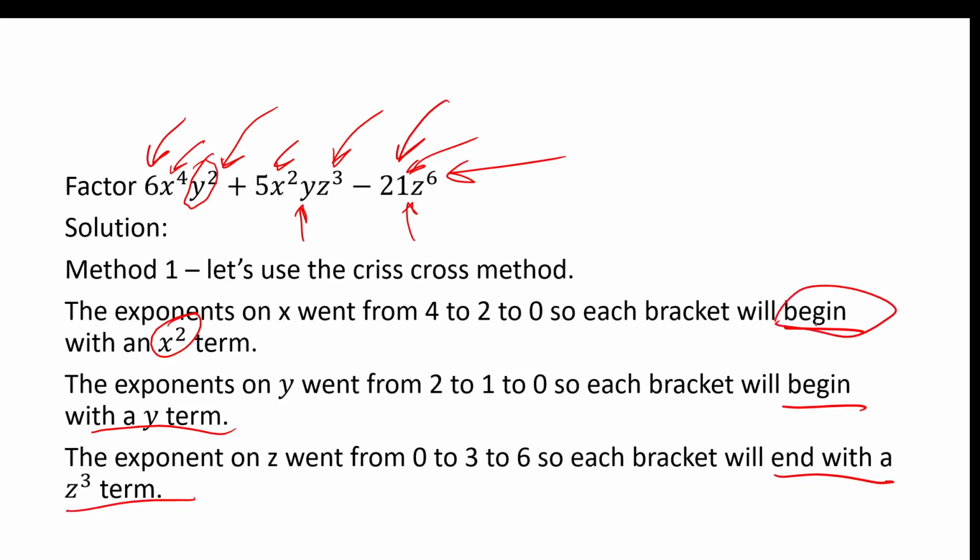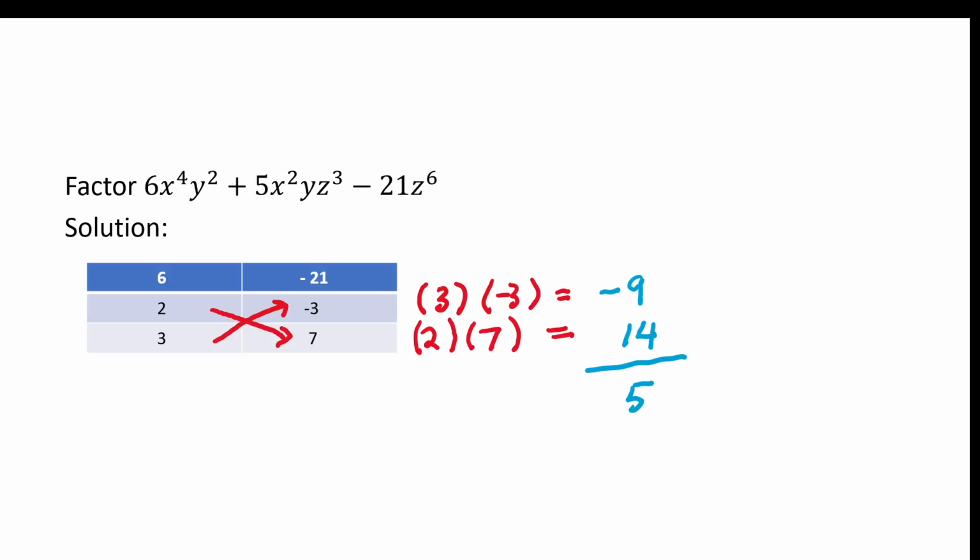So if I can remember these statements, begin each bracket with an x squared y term and end each bracket with a z cubed term, then all I need to do is use the crisscross method with a 6 and a negative 21, come up with the middle coefficient of 5, and I'll have it done. So my crisscross method: two numbers that multiply to 6 and two numbers that multiply to negative 21. It might take a little trial and error, but two numbers that multiply to 6 are 2 and 3. Two numbers that multiply to negative 21 are negative 3 and positive 7.